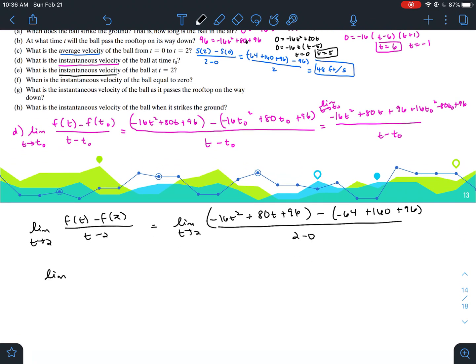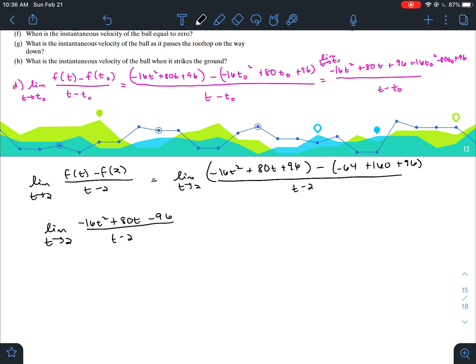And then we can simplify this. So this would be the limit as t goes to 2 of negative 16t squared plus 80t plus 96 minus 96, and then plus 64 minus 160, so that would be minus 96, all over, not 2 minus 0, t minus 2 actually. I'm writing that wrong in the denominator, I apologize. So t minus 2 and t minus 2.